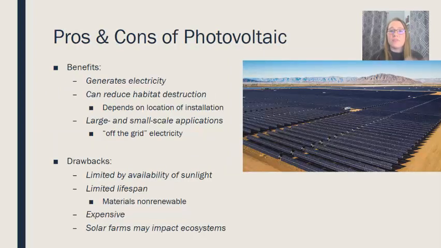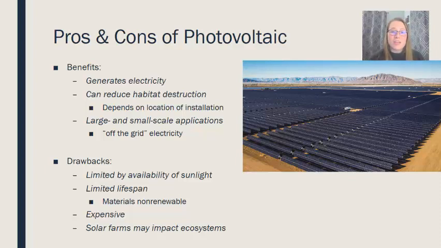Now, photovoltaics have pros and cons just like anything else. The pros, or the benefits, is that this is generating electricity, and it can reduce the amount of air pollution and habitat destruction that we see associated with fossil fuel energy production. However, there is habitat destruction associated with the use of large-scale solar applications. And there's both large-scale and small-scale applications.